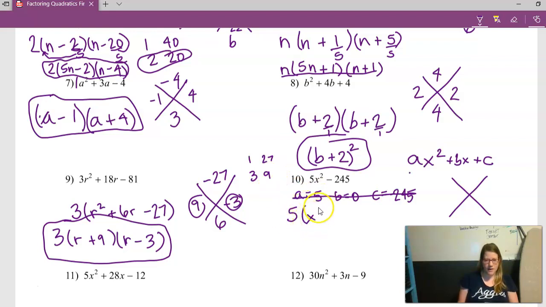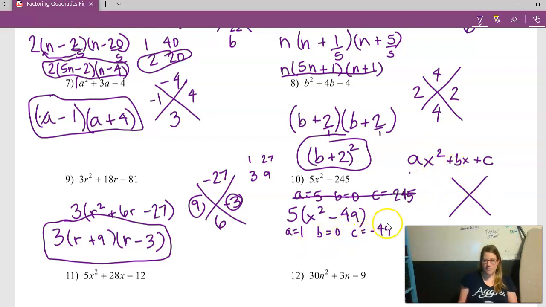So if I pull out a 5, I'll have x squared minus, and then 245 divided by 5, let's see, 5 goes into 24 four times with 45 left over, so that'd be 49. So we've got 5 times x squared minus 49. Now our a is actually equal to 1, and our b is still equal to 0, and our c is equal to negative 49.